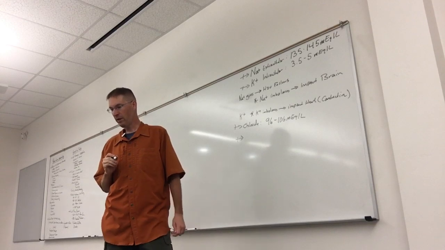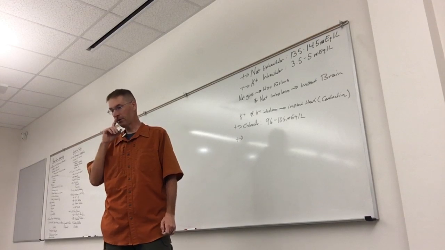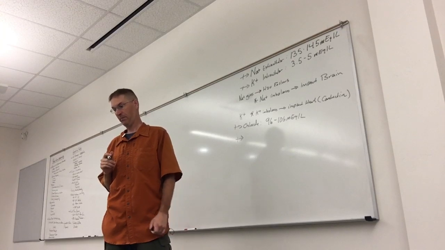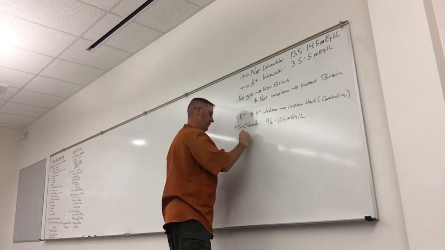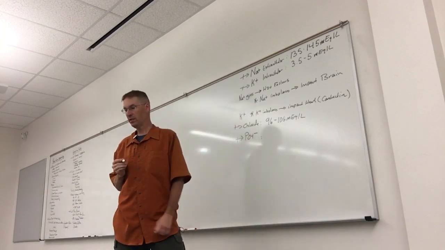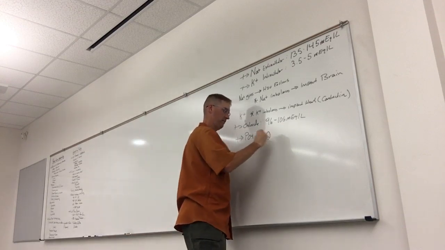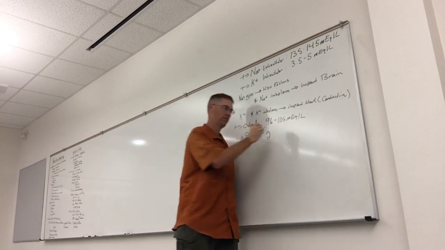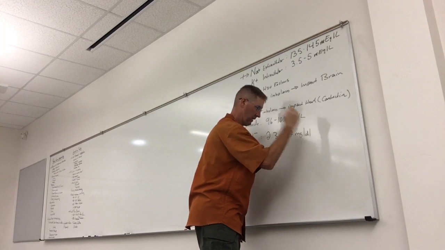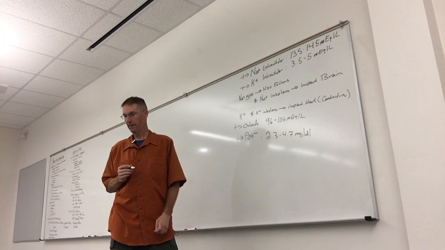Another one that we run into is phosphate. Phosphate is typically not measured in milliequivalents per liter. It's actually measured in milligrams per deciliter. And so phosphate, PO4 minus, its normal range is 2.3 to 4.7 milligrams per deciliter. Phosphate. Yes, phosphate. All right.